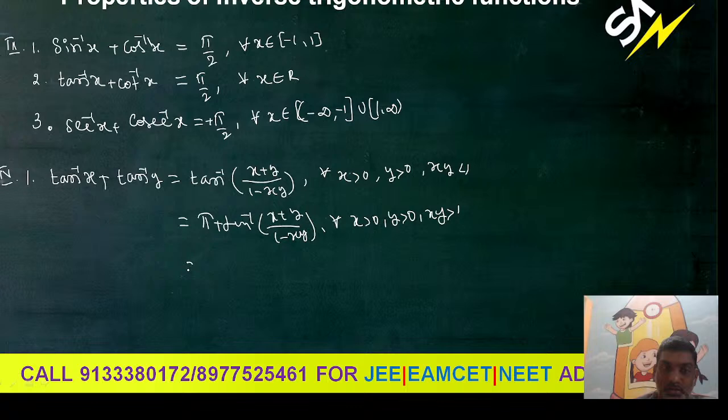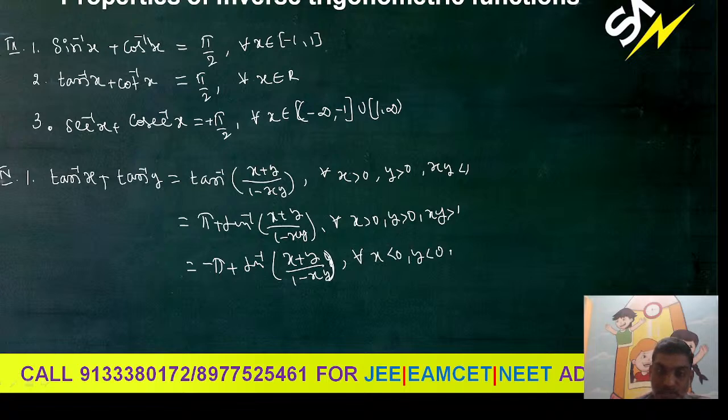xy is greater than 1. And the next formula is negative pi plus tan inverse of (x plus y) divided by (1 minus xy), for all x less than 0, y less than 0 and xy is greater than 1. And the fourth set, just 90 degrees. When does it apply? When the denominator is 0, if xy is equal to 1.